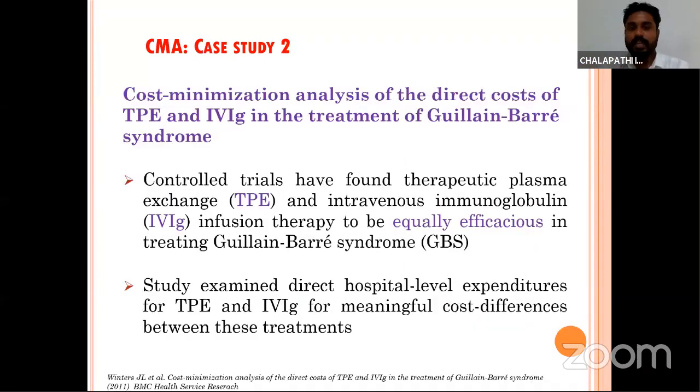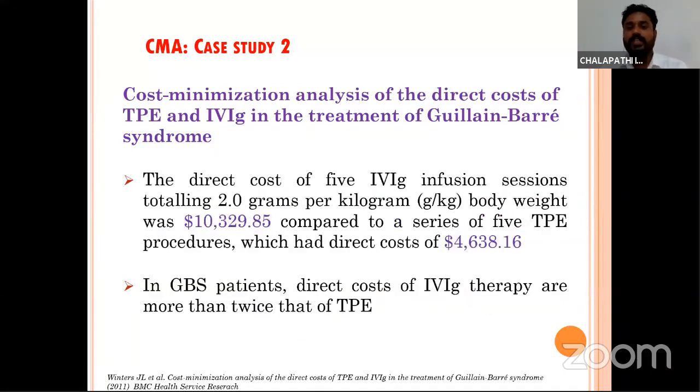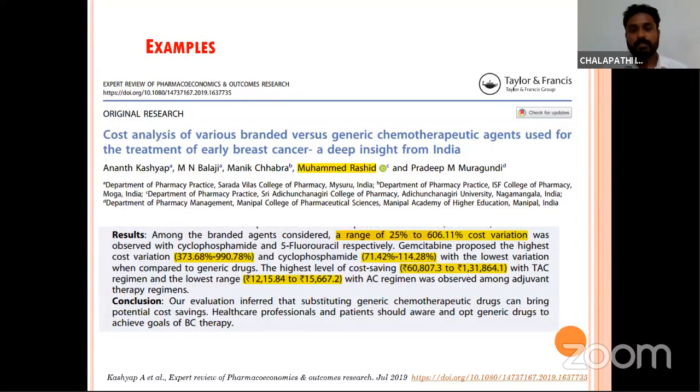In a similar way, there is another analysis which they have done for therapeutic plasma exchange versus IVIG, immunoglobulin, for Guillain-Barré syndrome. They found this was the difference when comparing IVIG 2 kilogram versus this one, TPE, and they said that finally IVIG therapy is better than the TPE. Okay, so these are some experiments which we have done with our Indian data.